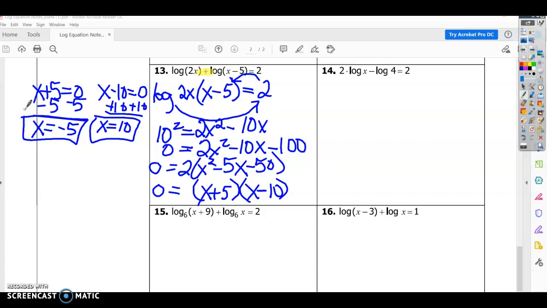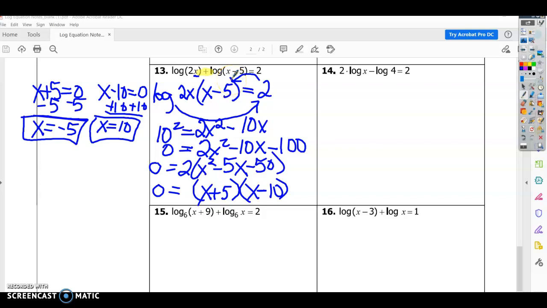So I need to check these two answers. I got negative 5 and positive 10, and I need to plug those in. So if I take negative 5 and I plug it in here, that gives me negative 10. And then negative 5 minus 5 gives me negative 10 here. And then I multiply those because that's addition. So the property says that I multiply those. So negative 10 and negative 10 give me 100.